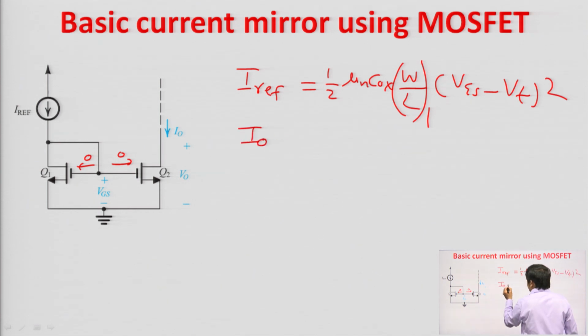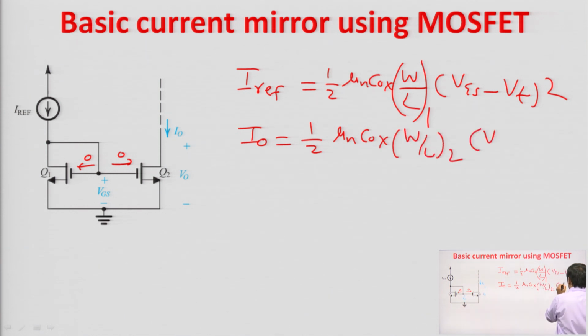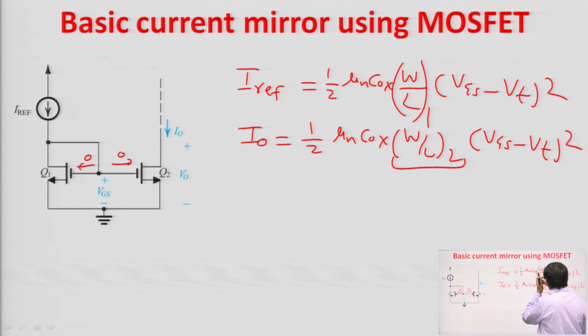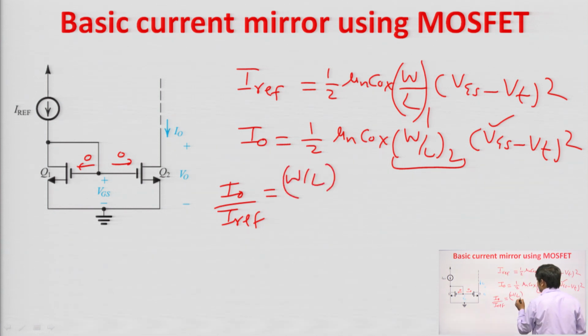Now, what is your I naught? I naught is 1 by 2 mu n CoX (W by L)2 into (VGS minus VT) whole square. (W by L)2 is the aspect ratio of the Q2 transistor. VGS for both the transistors are same. So, what will be the value of I naught upon I reference, output current upon input current? It will be W by L of Q2 upon W by L of Q1.